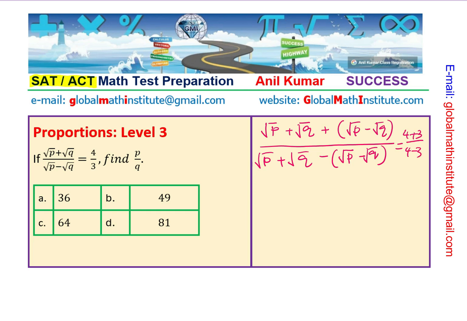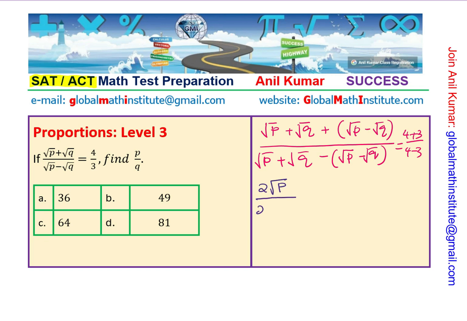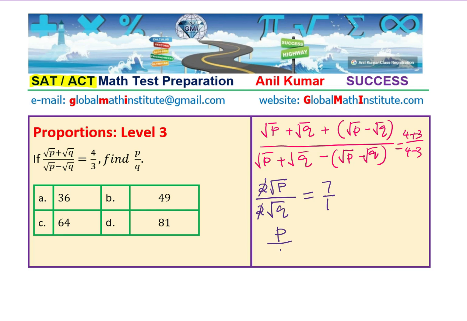Makes sense? Now you'll notice that in the numerator, it will be 2 square root p over 2 square root q. Perfect. Equals 4 plus 3 is 7, 4 minus 3 is 1. 2's cancel. So we have square root of p over q as 7, right? So what is p over q? That will be 7 squared, and that is 49. And therefore, we get option B as the right option.